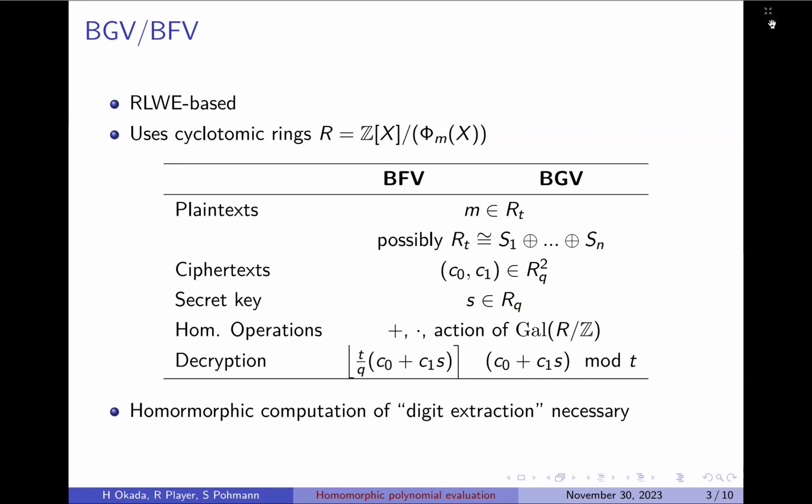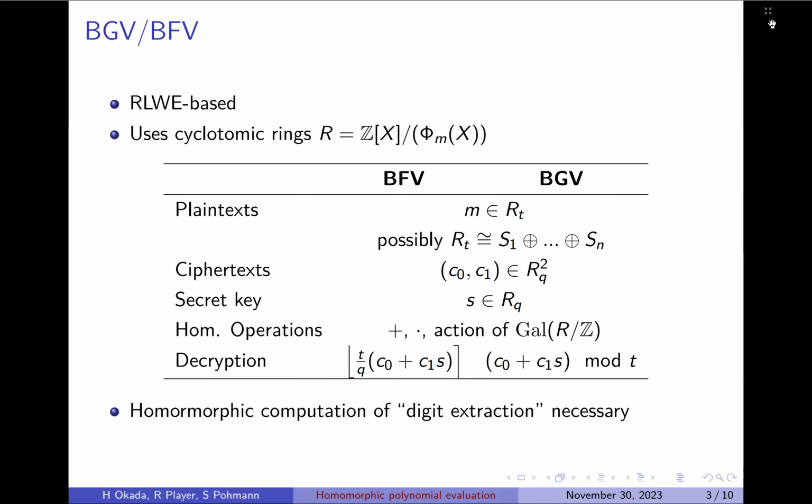Usually, Galois automorphisms refer to the automorphisms of the number field, but since R, the ring of integers in the number field, is fixed by all the Galois automorphisms, we can also write the Galois group of R over Z in place of the Galois group of R over the corresponding number field.